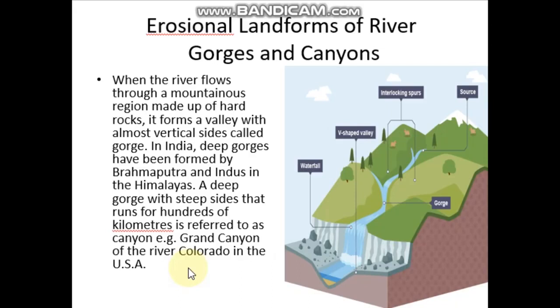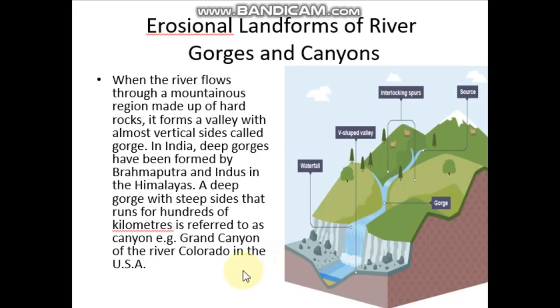See, when the river flows through a mountainous region made up of hard rock, it forms a valley with almost vertical sides called a gorge. So from this picture we can find out the starting point of this river. It is the mountain source, and here we see interlocking spurs, V-shaped valley and also waterfalls, and at last where it ends in the sea. In India, deep gorges have been formed by Brahmaputra and Indus in the Himalayas.